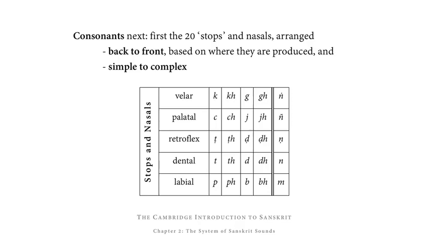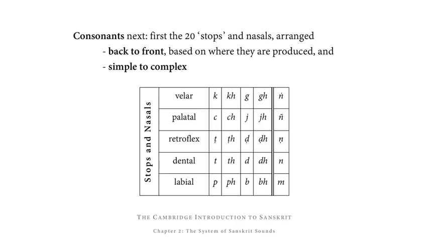We then repeat this sequence of unvoiced unaspirated, unvoiced aspirated, voiced unaspirated, voiced aspirated, and nasal, a little bit closer to the front of the mouth in the palatal sounds, which are c, ch, j, jh, and ñ. They are listed together because they are pronounced in the same part of the mouth, with the back of your tongue touching the palate, i.e. the roof of the mouth. C, ch, j, jh, ñ.